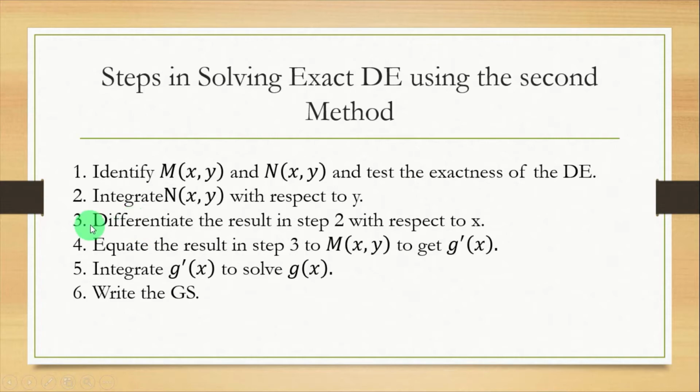Now, the third step is you need to differentiate the result in step 2 with respect to x. Then after that, you equate the result in step 3 to M of x and y to get g prime of x. While in the first method, you are performing this fourth step in order to get g prime of y. Next step is you need to integrate g prime of x to solve g of x. Then after solving g of x, you need to write the general solution based on the result in your second step.